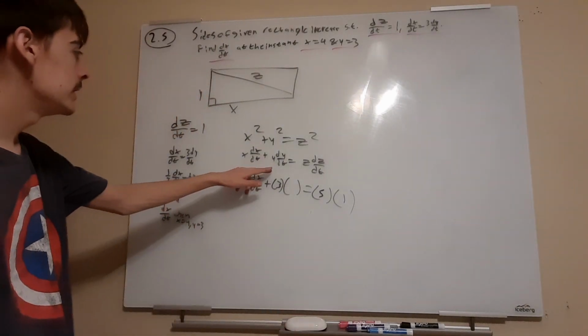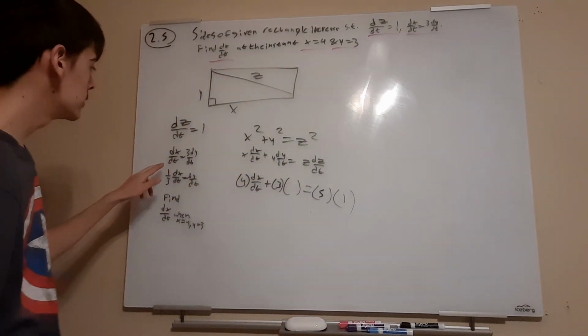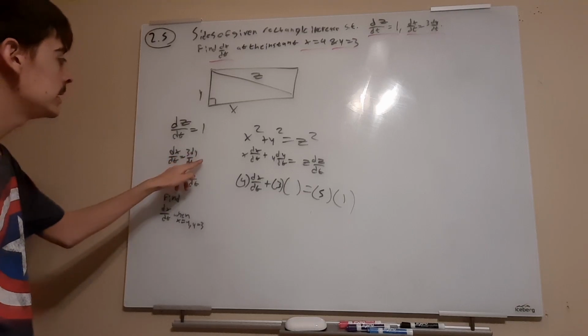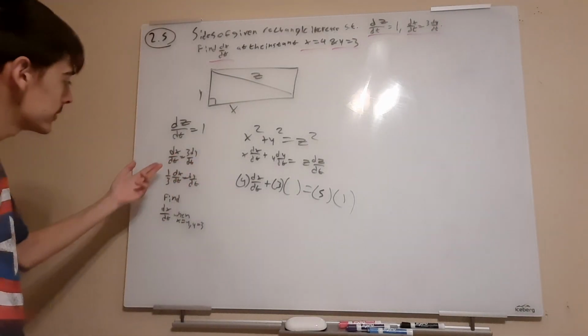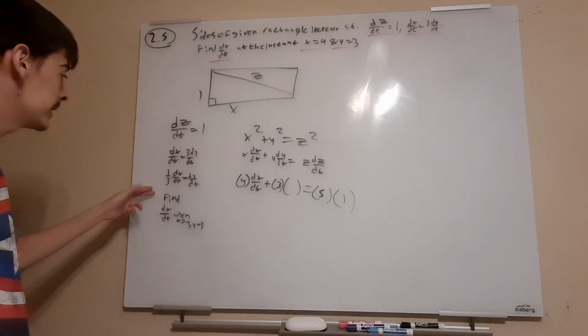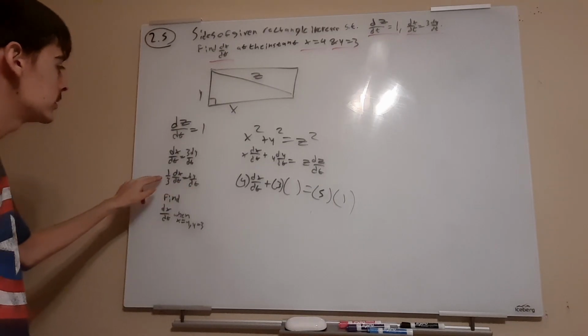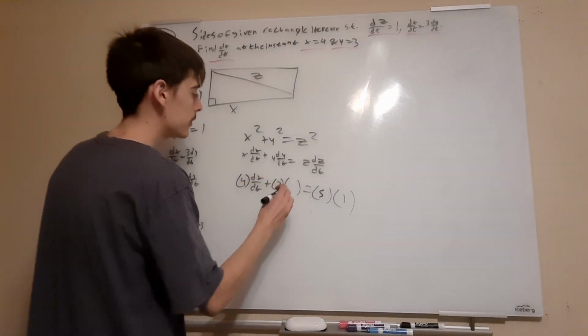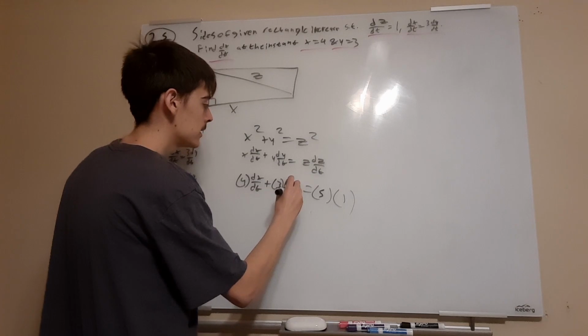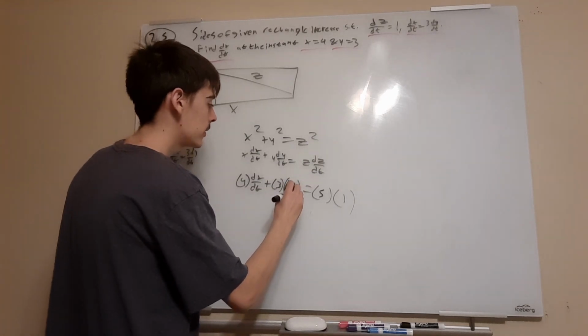Now dy/dt. We were told dx/dt equals 3 dy/dt. But remember, I also solved for dy/dt just in case we needed it. So dy/dt equals 1/3 dx/dt, and that is what we're going to plug in here. So instead of dy/dt, we write 1/3 dx/dt.